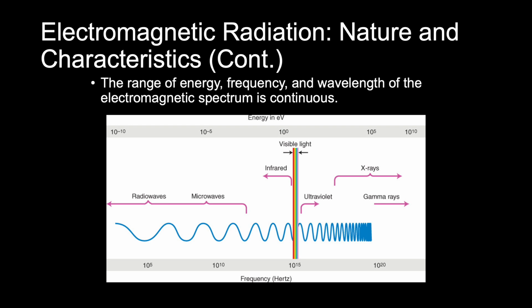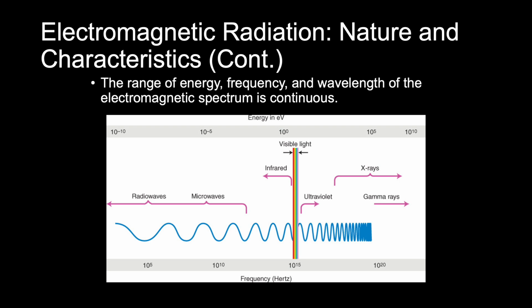Shown here is the electromagnetic spectrum, and you can see the electromagnetic spectrum energy, the frequency, and the wavelength. The ranges are continuous with energies from 10 to the negative 12 to 10 to the 10th. And the energy is shown in eV, and frequency is shown in hertz.